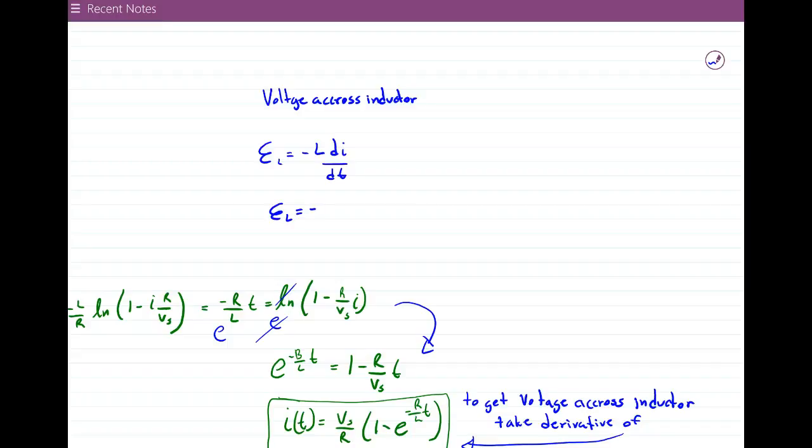That's an RL circuit. An RL circuit. It can also be spelled LR.